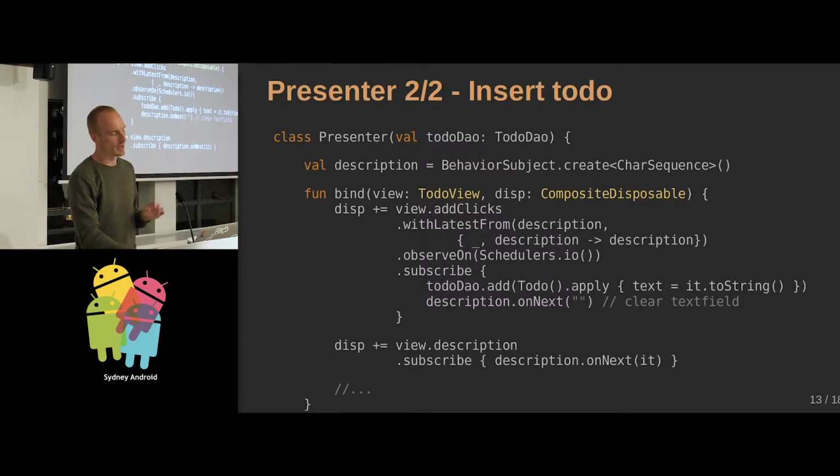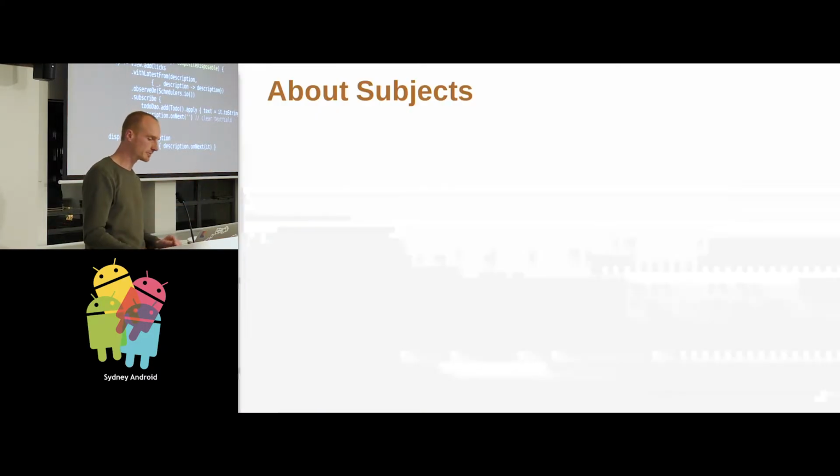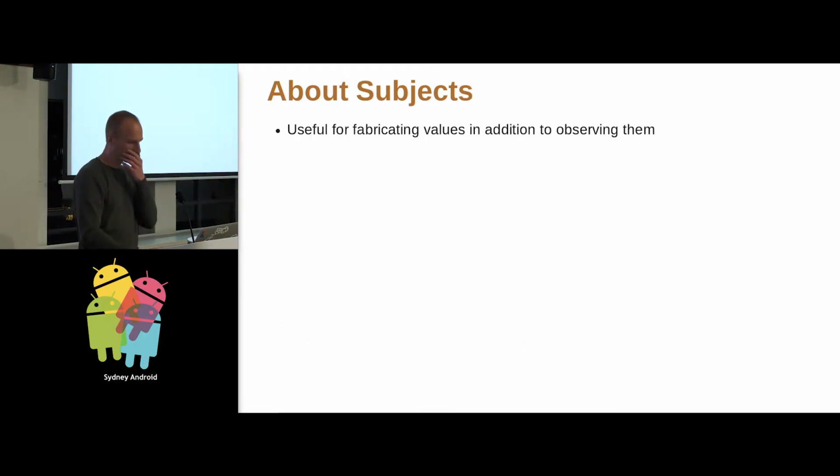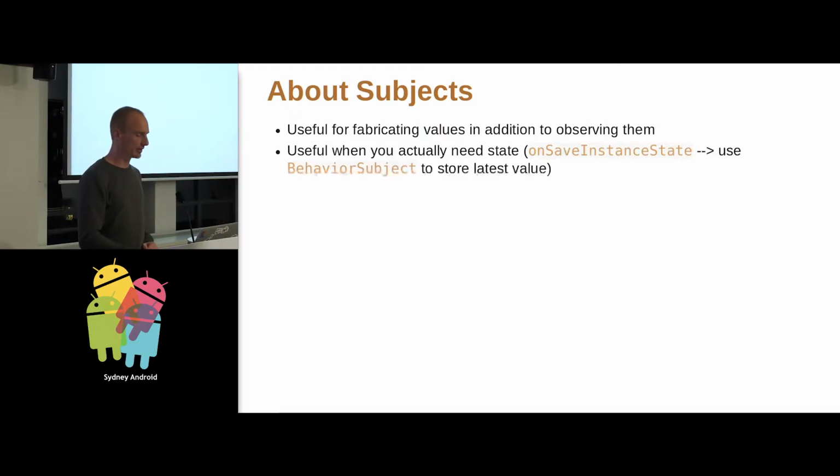So in this case, the purpose of the subject is to combine multiple sources of the description. It's combining what you type from the view, but also when we want to clear, an empty value. So yeah, I basically explained this, it's useful if you want to fabricate values in addition to what you're observing.